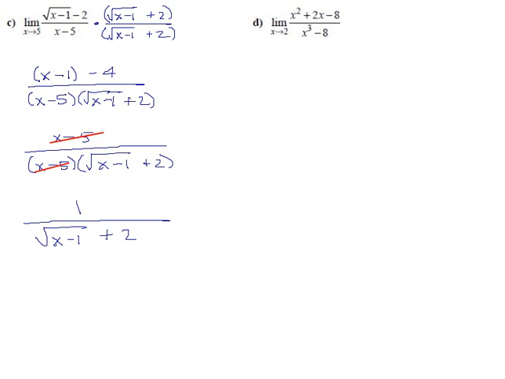Everywhere except at 5, the function behaves like this. So when x is very close to 5, our limit will be 1 over root 5 minus 1 plus 2. That's 1 over 2 plus 2, so it looks like our limit should be 1/4. Great.